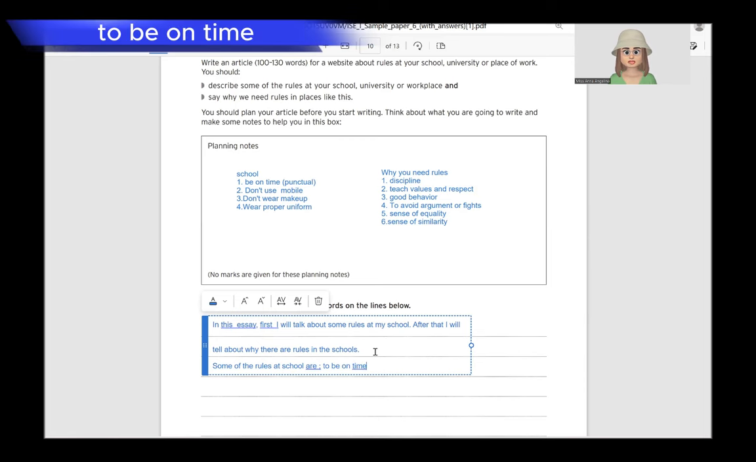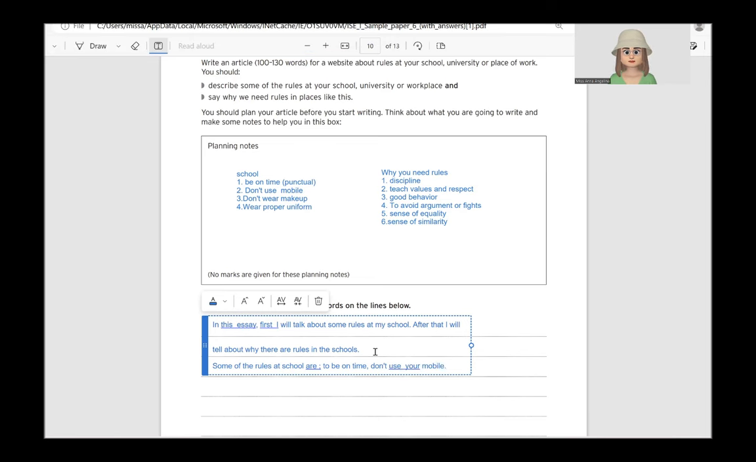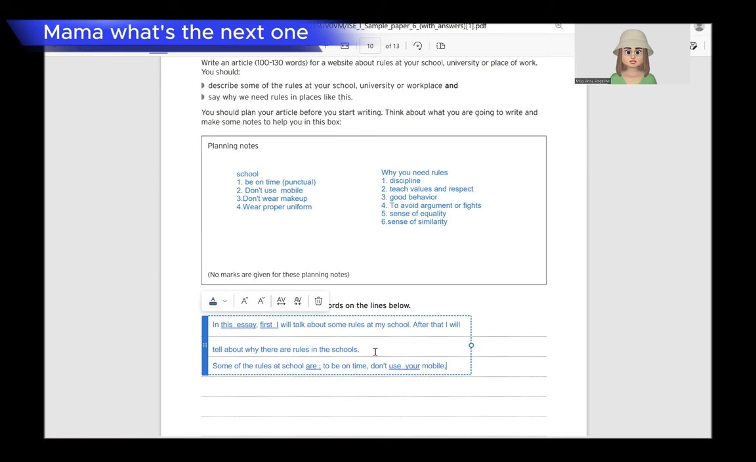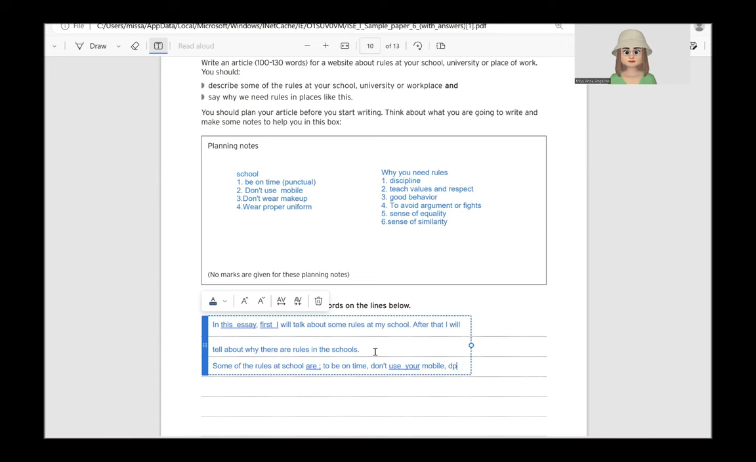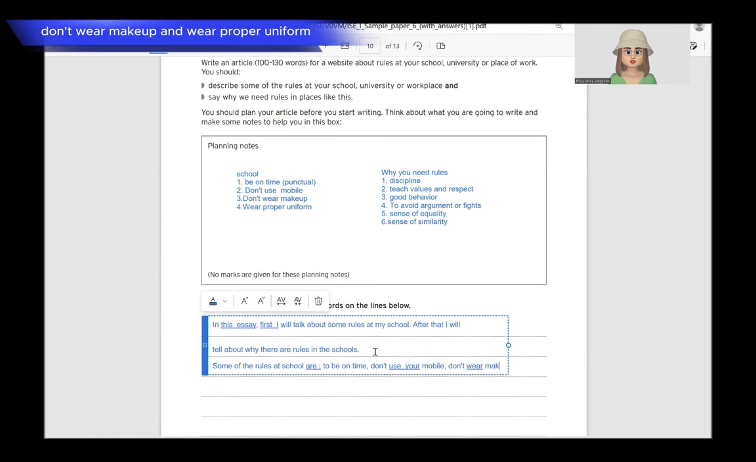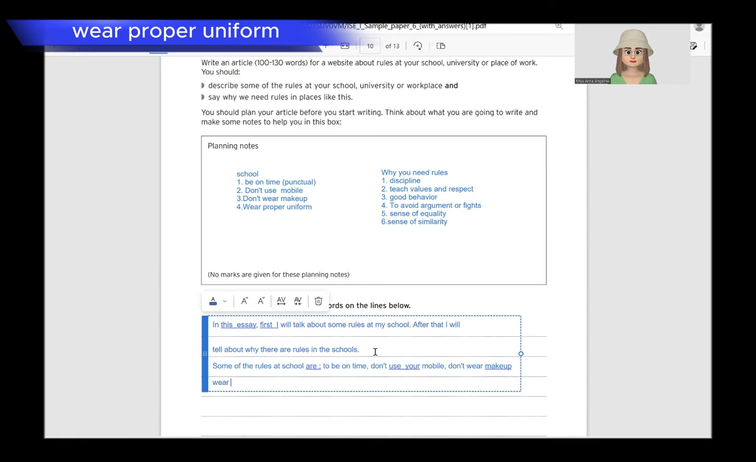To be on time. You can write a little bit of your to be on time. Yes. And don't use your mobile. Yes. Don't use your mobile. Comma. What's the next one? Don't wear makeup. Don't wear makeup and wear proper uniform.